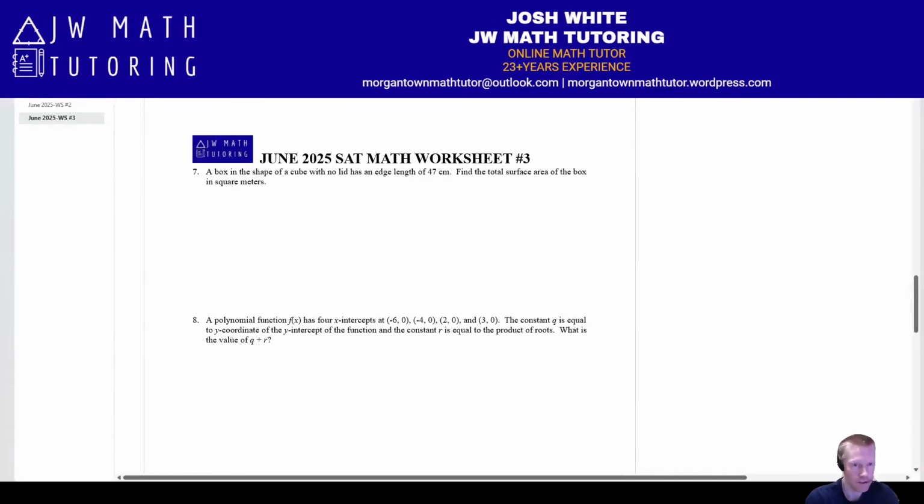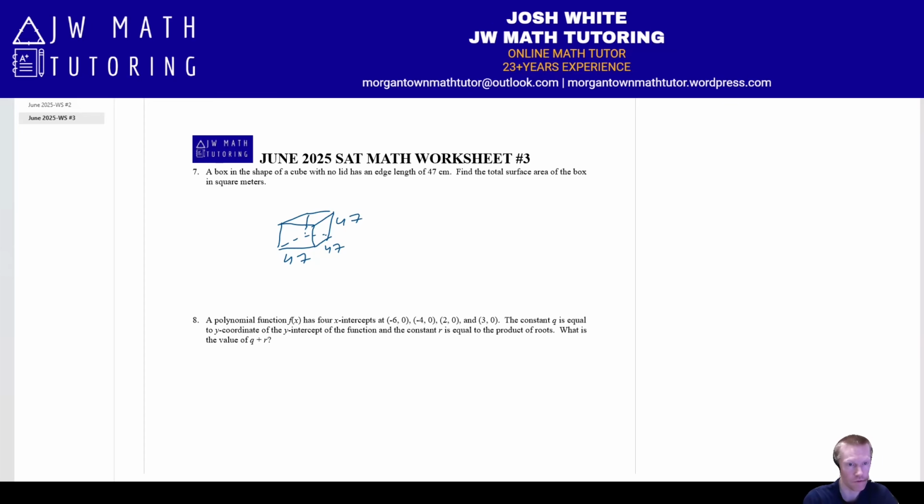Moving to the top of the next page now with problem number 7. This is a repeat question that has appeared previously. Basically, we have a cube, but there's no lid on it, and we know every side is 47 centimeters in length. We want to know the total surface area of this box. Again, remember there's no lid.